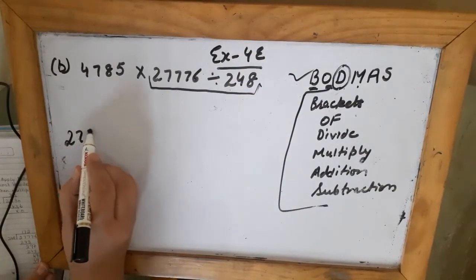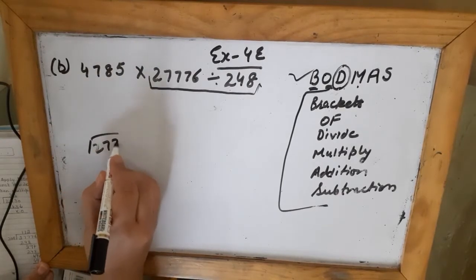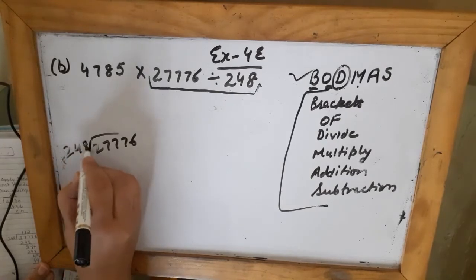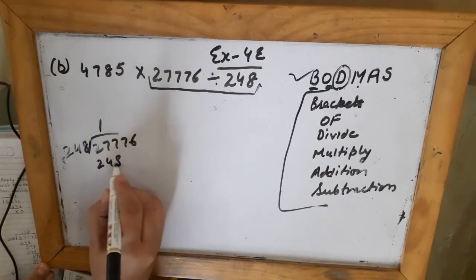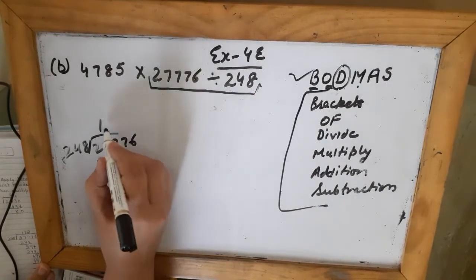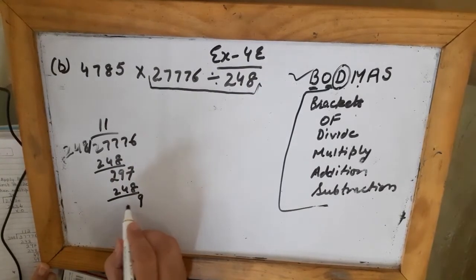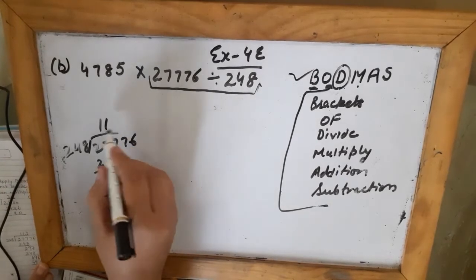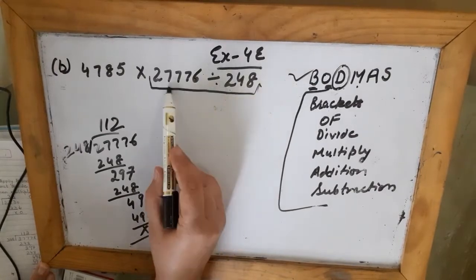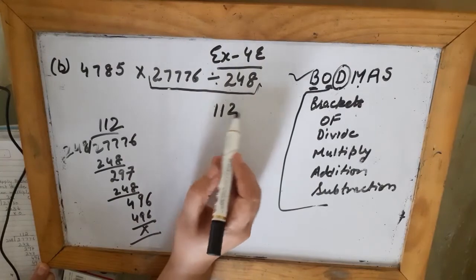So 27776 you have to divide with 248. So when you divide by 248, you get 7 and again 248, and what you will get, 9, 4, 6 and 2 is 496. So when you divide these two numbers, you get the answer 112. So this quotient is the answer, 112.